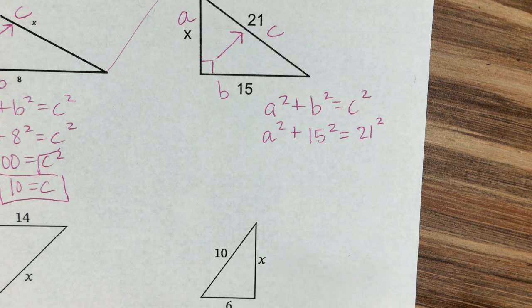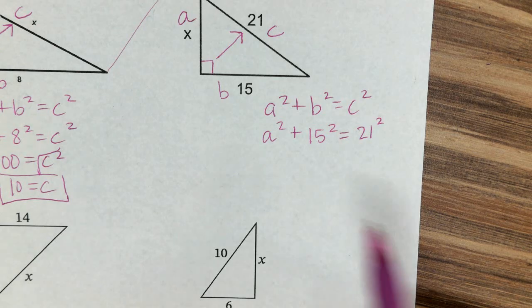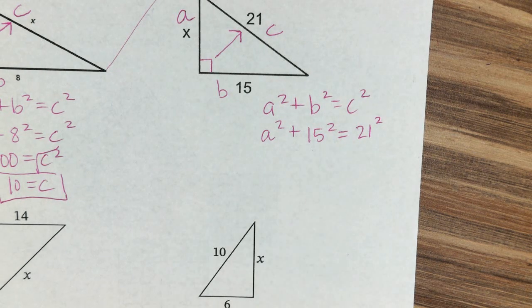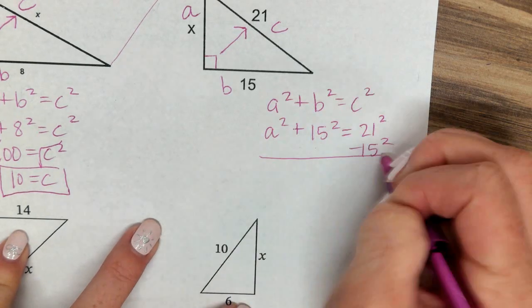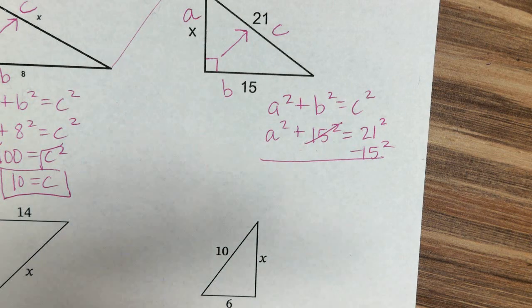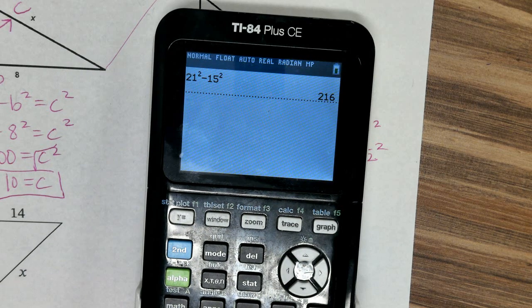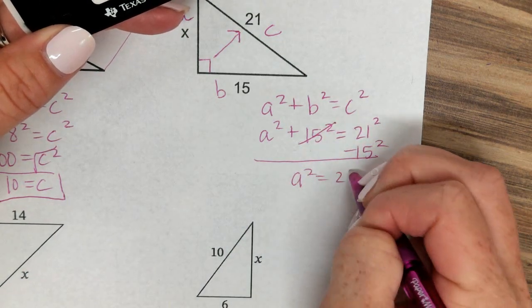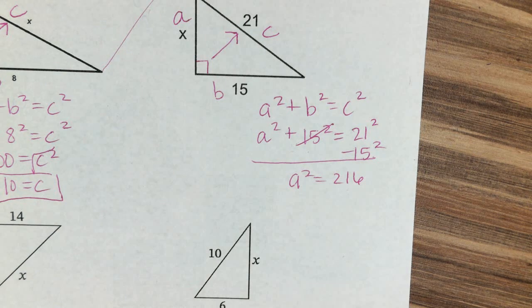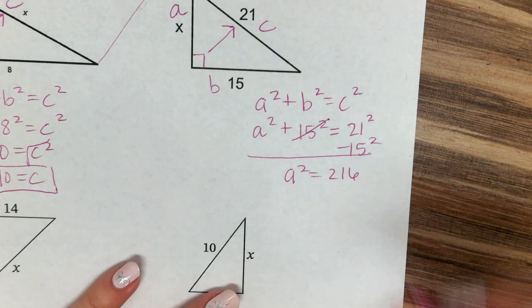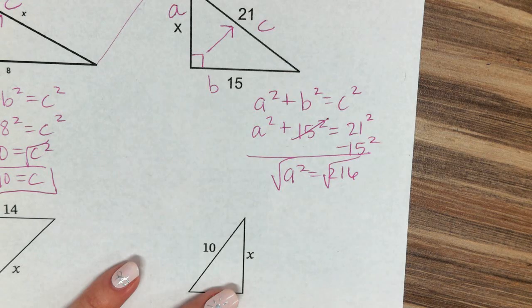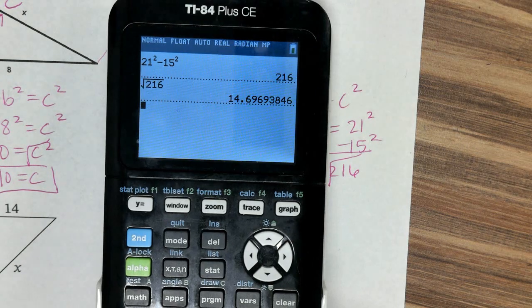Now, solving this equation, I can't add, because I have to get the A by itself, right? So how would I get the plus 15 squared to the other side? Minus 15 squared. You could square it first and then move it, but just save yourself a step and do it all at once. What is 21 squared minus 15 squared? It is 216. Now, I have not solved for A yet. I have solved for A squared. So what's the inverse operation of squaring? Square rooting. The square root of 216 is 14.69.